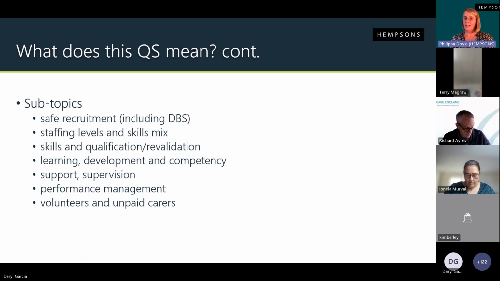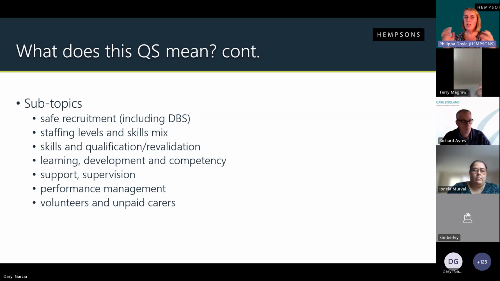There are some subtopics in there that they want to look at as well, very much a repeat of what I've just talked about. So that's safe recruitment, making sure that the CQC checklist of everything that needs to be in a recruitment file is there, including those DBS requirements. Staffing levels and skill mix are right, skills and qualifications are there, learning, development and competency, support and supervision, performance management, and that covers volunteers and unpaid carers as well.